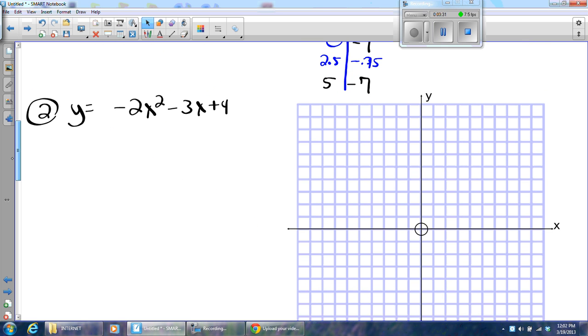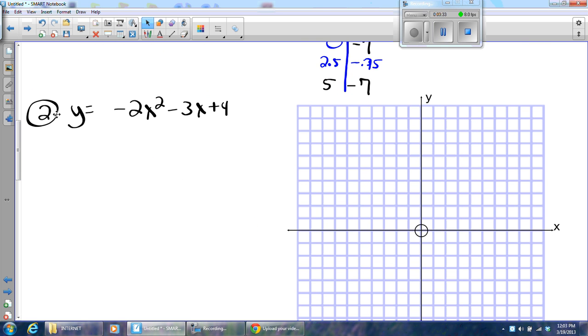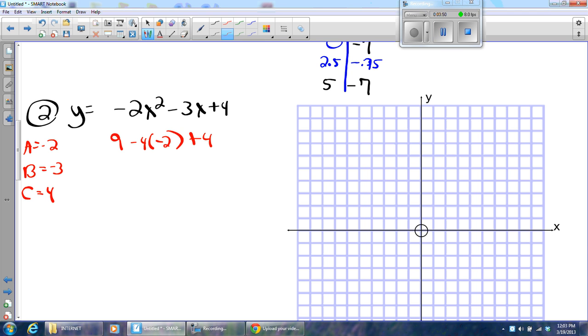All right, next one. Again, I've got a negative for A, so I know it's going to open downward. So A is negative 2, B is negative 3, and C is 4. And then we are going to go for the discriminant. So B squared is going to be 9 minus 4 times negative 2, times 4. So we get 9 plus 32 is 41. There are going to be two solutions to this. So I'm going to continue.